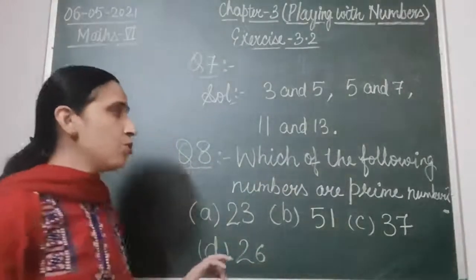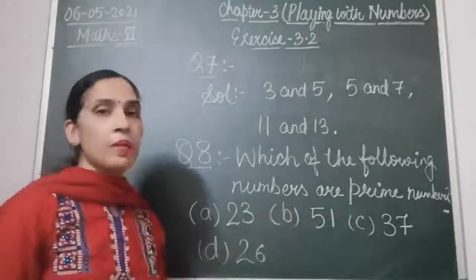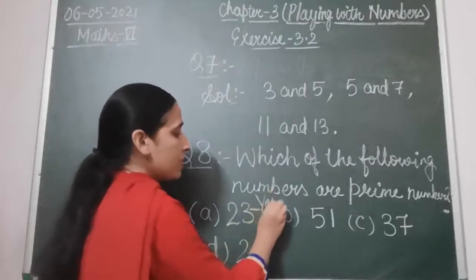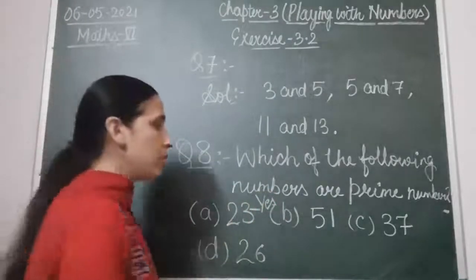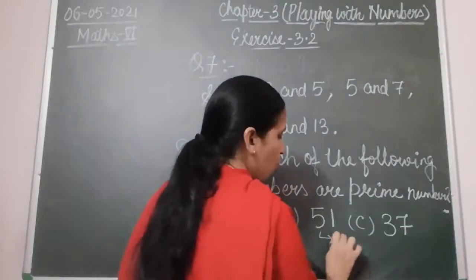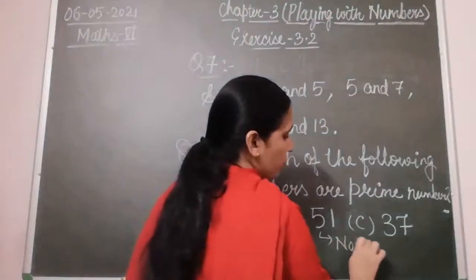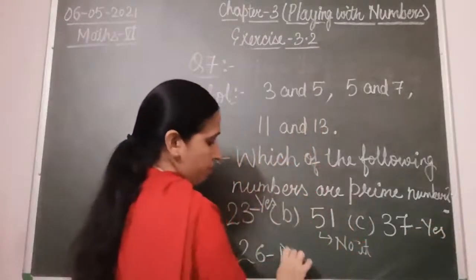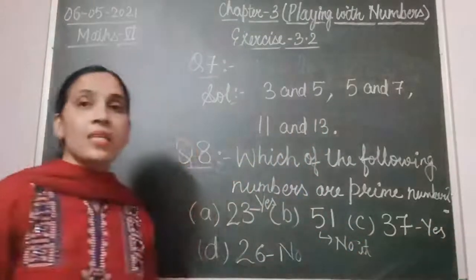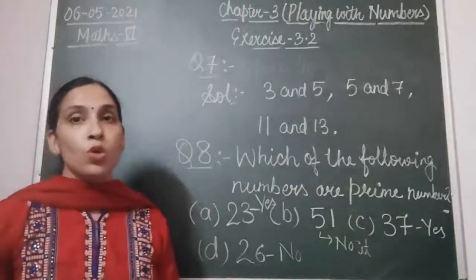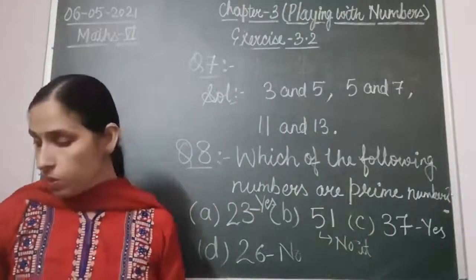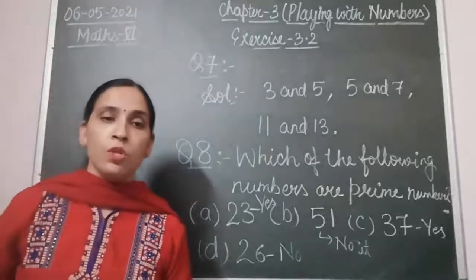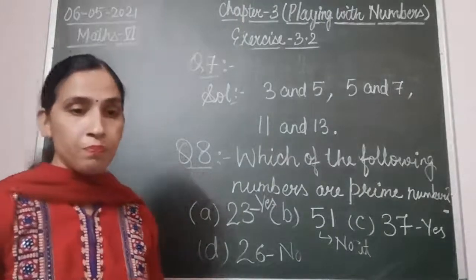Which of the following numbers are prime numbers? In front of each number we will write yes, it is a prime number, or no, it is not a prime number. Yes and no. Yes, it is a prime number. No, it is not a prime number. You have to write it for each question.